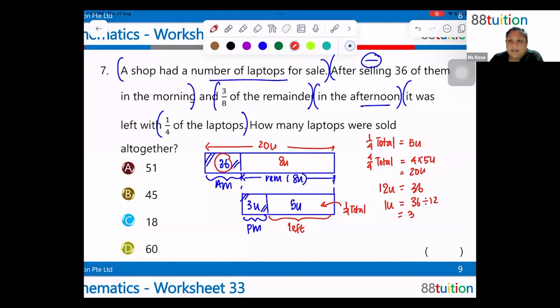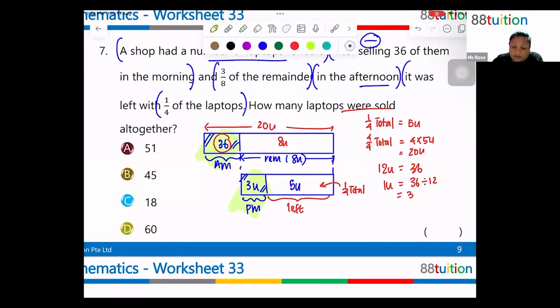Okay, now. So from here, how many laptops were sold? To find the number of laptops sold, it is based on what's sold in the morning and what's sold in the afternoon, right? That's the number of laptops sold. So here the total sold will be 36 plus 3 unit to give me 45. Is it 45? Yes.